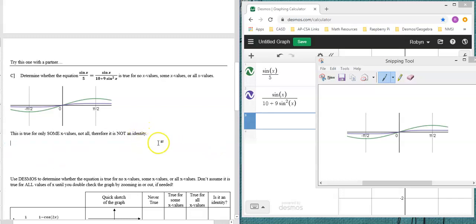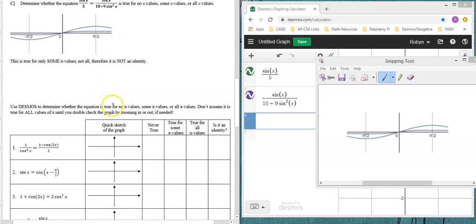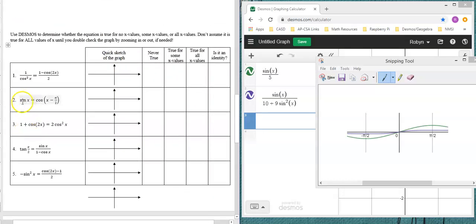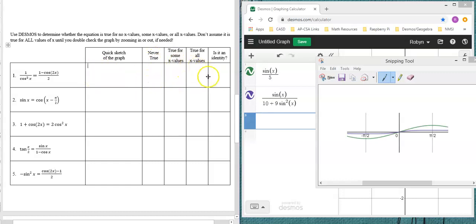And since we're doing it on Desmos on the computer, we won't need to sketch the graph by hand. We can just copy and paste over the screenshots. So when you go to continue with the examples here on the back, 1 through 10, feel free to just delete the graphs there. If you're not printing it, you can copy and paste from Desmos right into this quick sketch of the graph area, and then just indicate, is it sometimes, always, never true, and then is it or is not an identity. I hope that helps you get started.